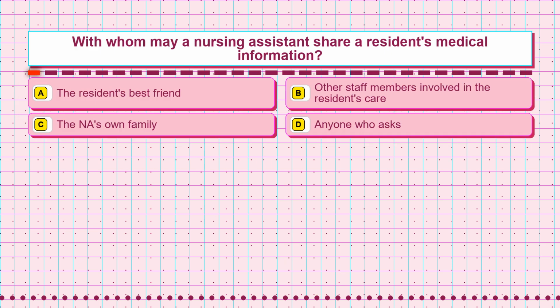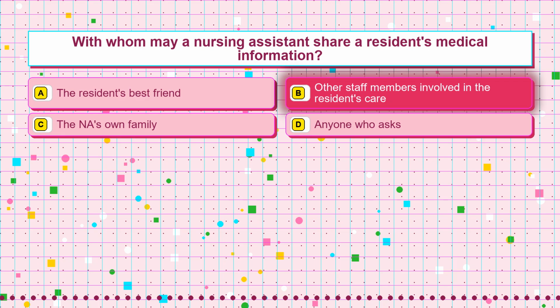Question 74. With whom may a nursing assistant share a resident's medical information? Option A, the resident's best friend. Option B, other staff members involved in the resident's care. Option C, the NA's own family. Option D, anyone who asks.